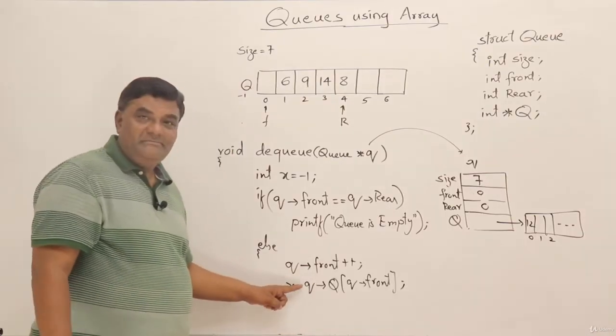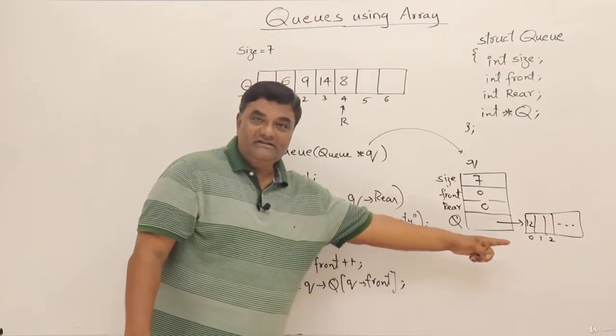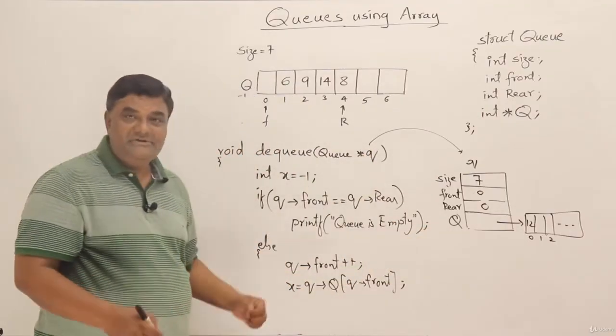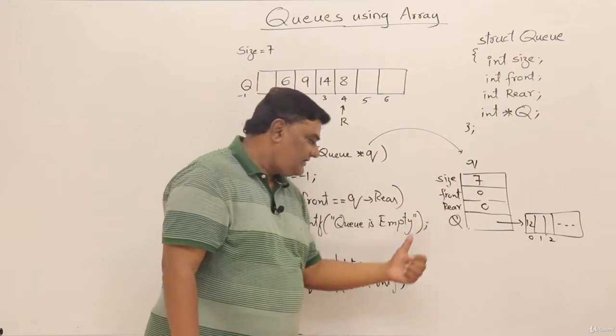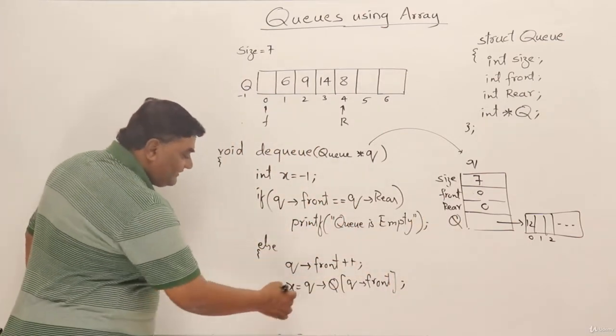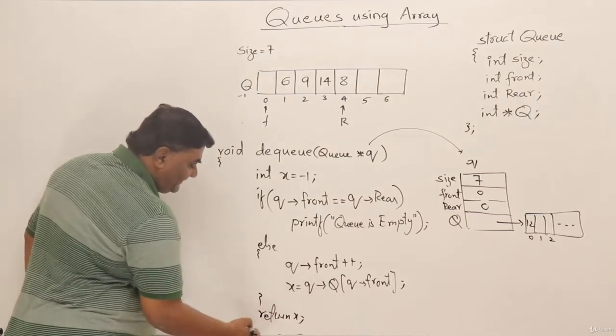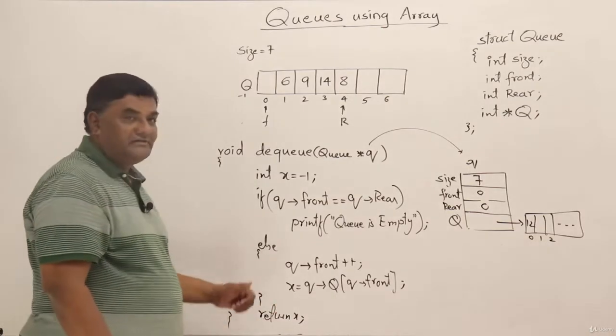So I can take out that element in variable x. Inside x I am taking out the value from queue's queue, that is the array. From that array, from which place am I taking out the value? Queue's front. It is taken in x. Now finally return x. So outside else I am writing return x. So the value that is deleted is returned.